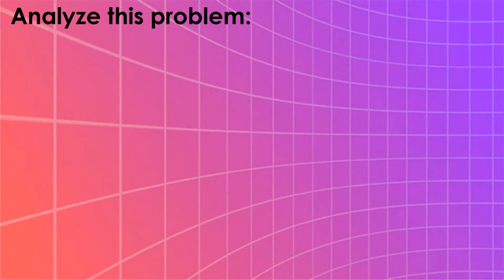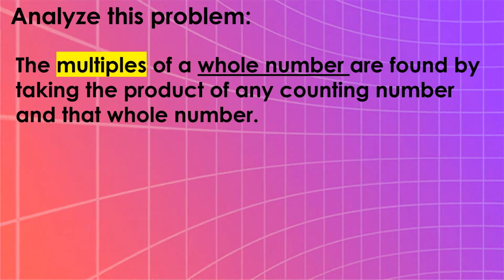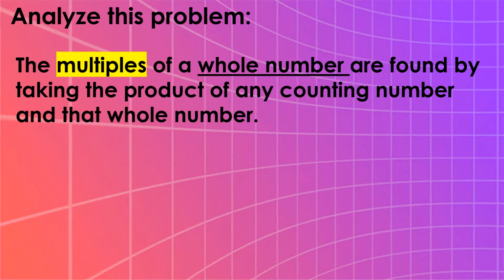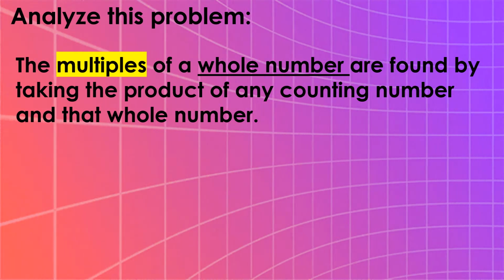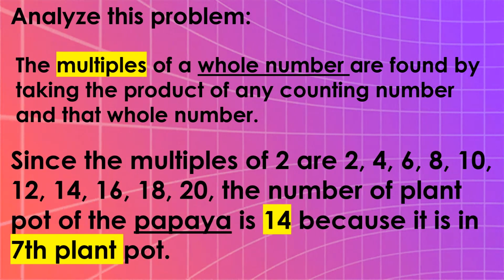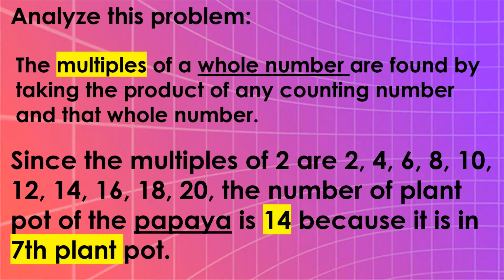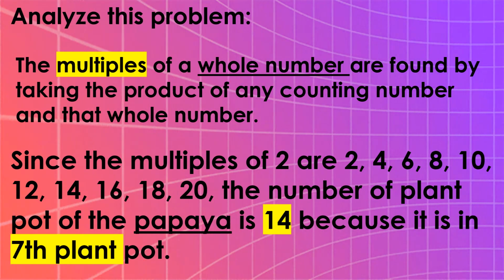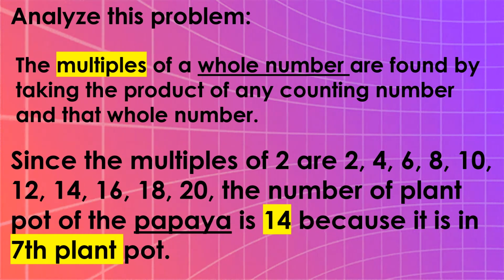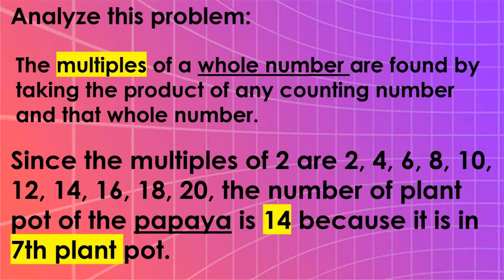So now, think about this: the multiples of a whole number are found by taking the product of that whole number and any counting number. So since the multiples of 2 are 2, 4, 6, 8, 10, 12, 14, 16, 18, 20, the number of the plant pot of the papaya is 14 because it is in the 7th plant pot. Did you get it? So 14 is the number of the papaya.